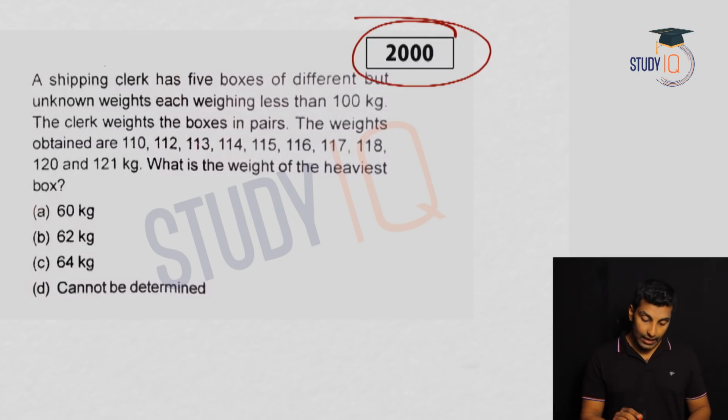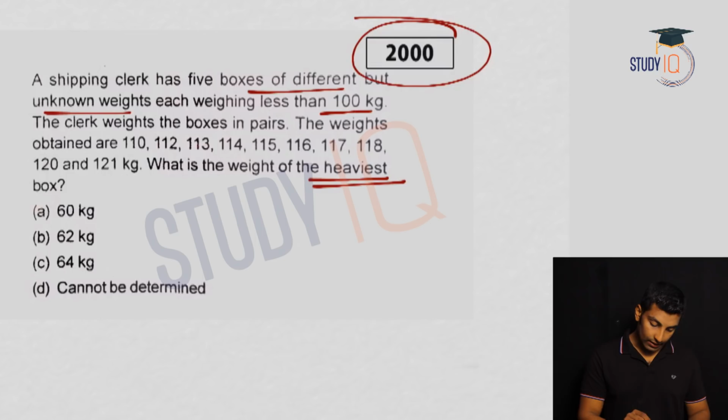Okay, how will you solve it? A shipping clerk has 5 boxes of different but unknown weights, each weighing less than 100 kg. The clerk weighs the boxes in pairs, and the weights obtained are given. What is the weight of the heaviest box?